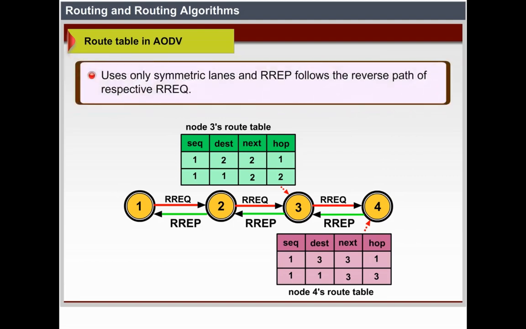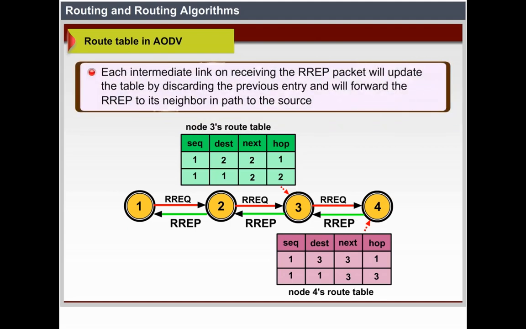Uses only symmetric lines and RREP follows the reverse path of respective RREQ. Each intermediate link on receiving the RREP packet updates the table, discarding the previous entry, and forwards back the RREP to its neighbor in path to the source.